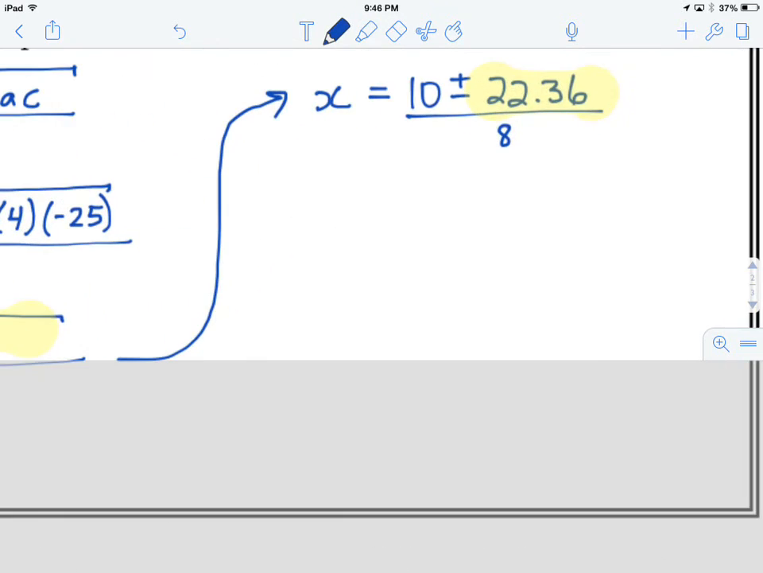And we can now factor, and we say x is equal to 4.045 and x is equal to negative 1.545. And those are our two roots.